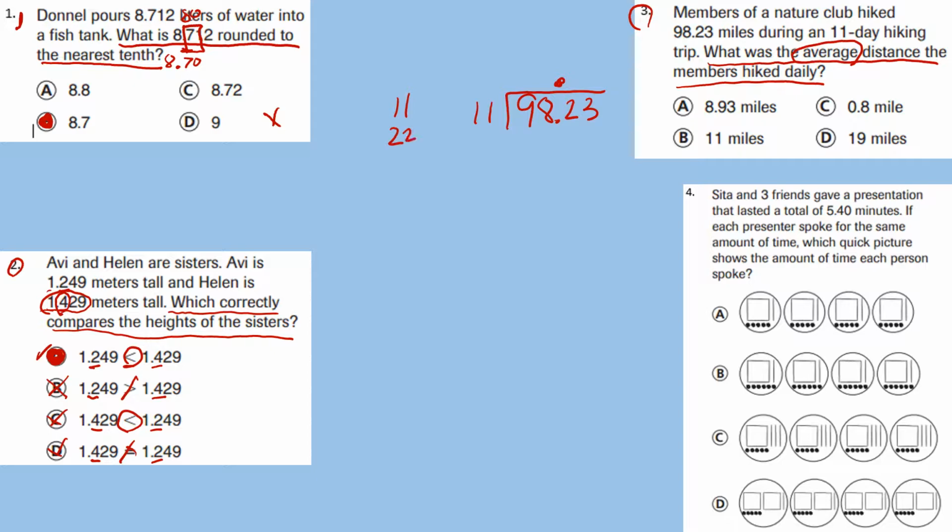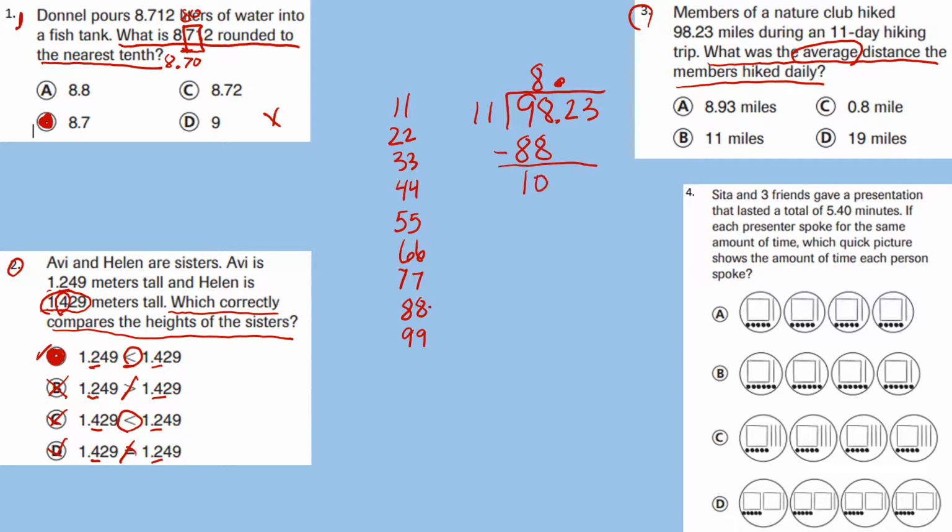11, 22, 33, 44, 55, 66, 77, 88, and 99. Remember, when you're making a multiples list, the very most you have to make is 9, because 10 will always be too much. So, 11 groups. How many groups of 11 can I make from 98? If I go down my list, 99 is too much, so go back 1, 88. That will be 8 groups, and that gives me a total of 88.